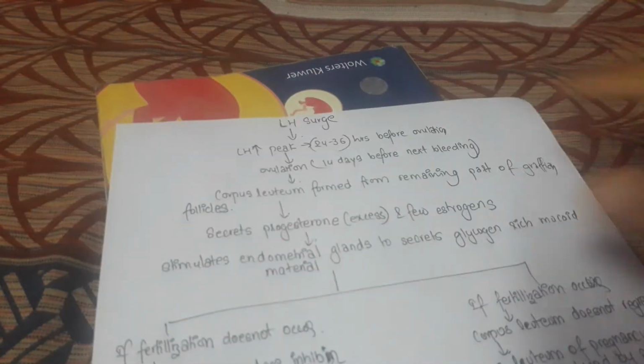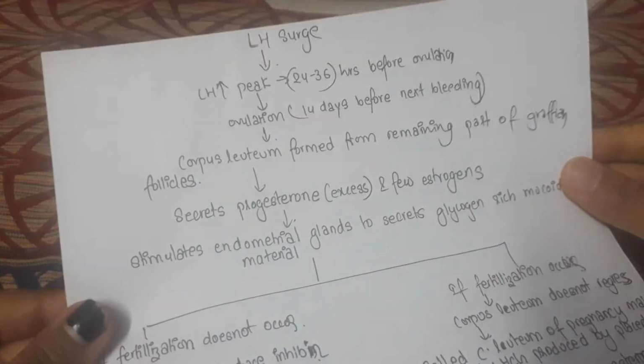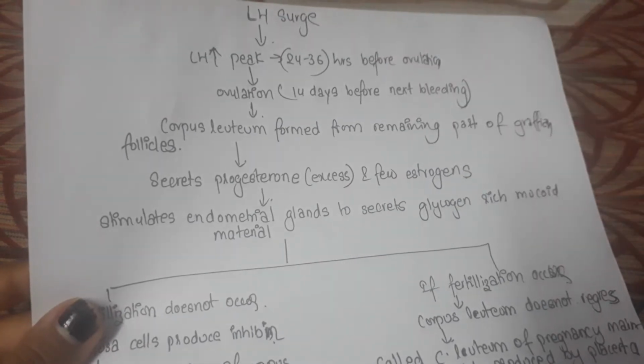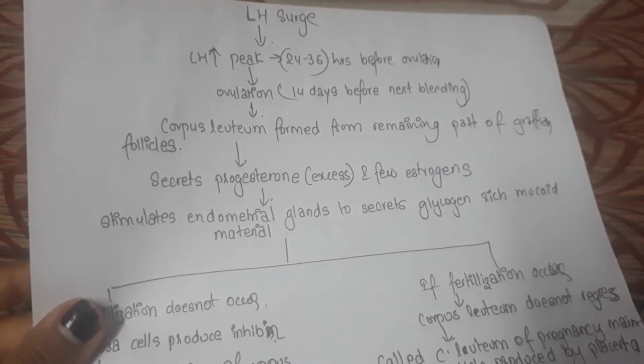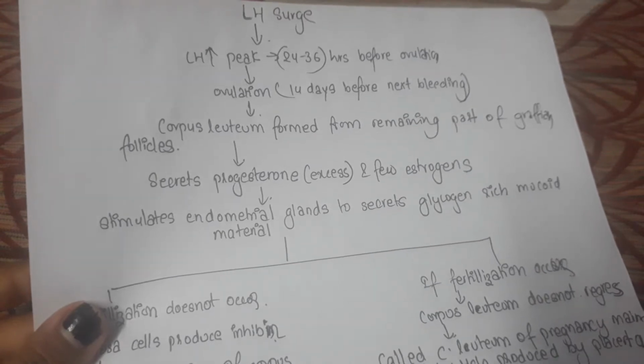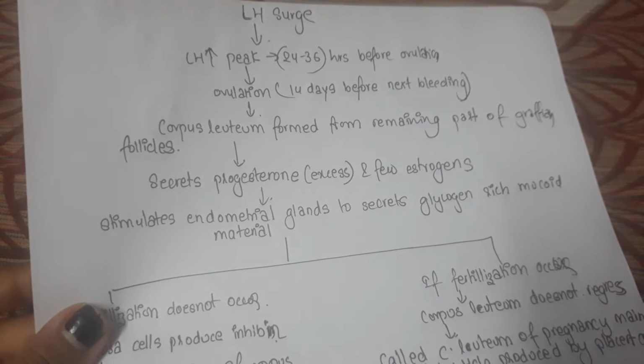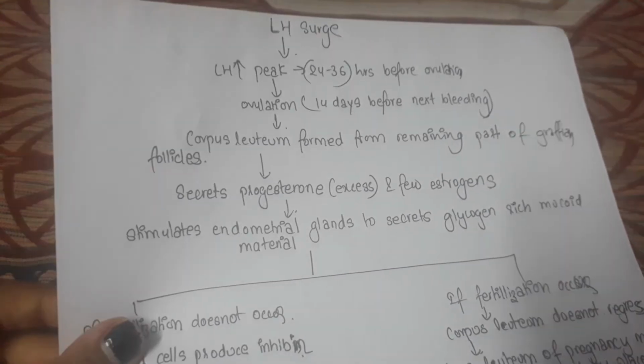So this is a short and sweet flow chart from one of my books. LH surge peaks 24 to 36 hours before ovulation. Ovulation always occurs 14 days before the next bleeding. So ovulation always occurs 14 days before bleeding.